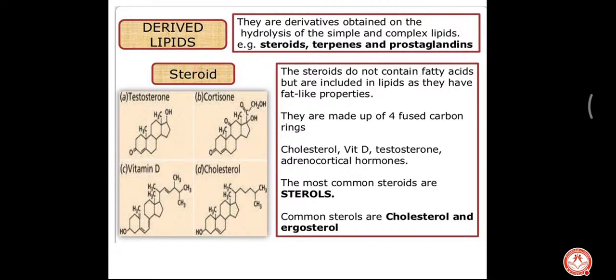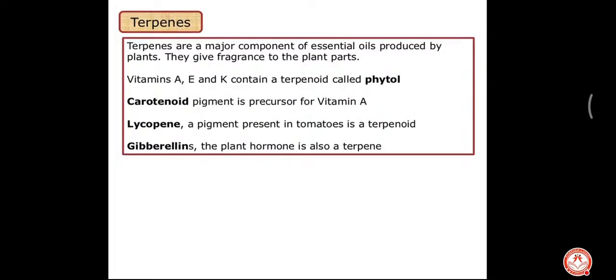They are made up of four fused carbon rings. Examples are cholesterol, vitamin D, testosterone and adrenocortical hormones. Most common steroids are sterols. Common sterols are cholesterol and ergosterol. Terpenes are a major component of essential oil produced by plants.